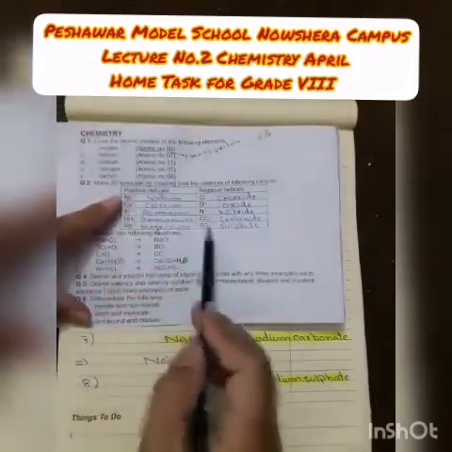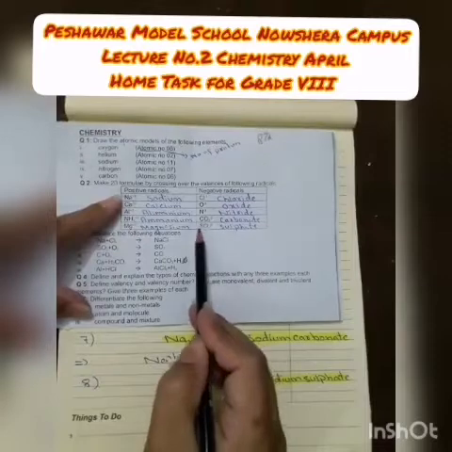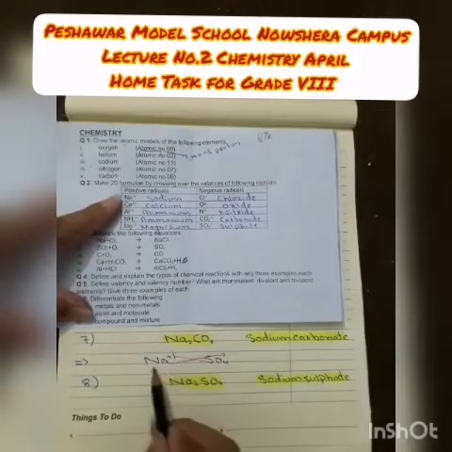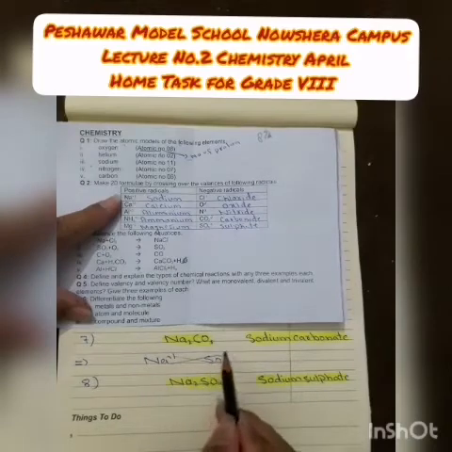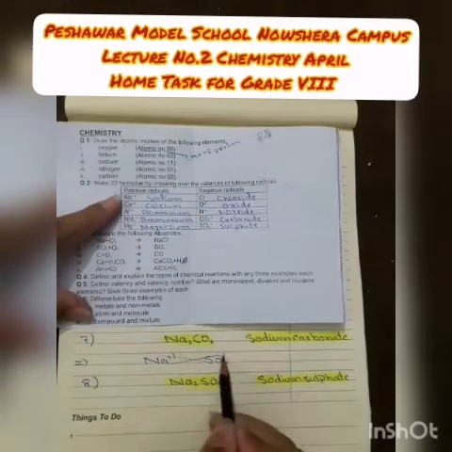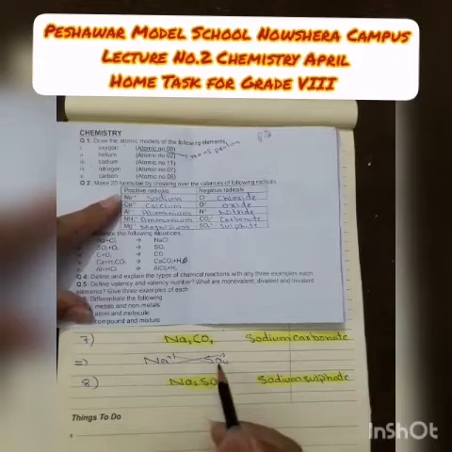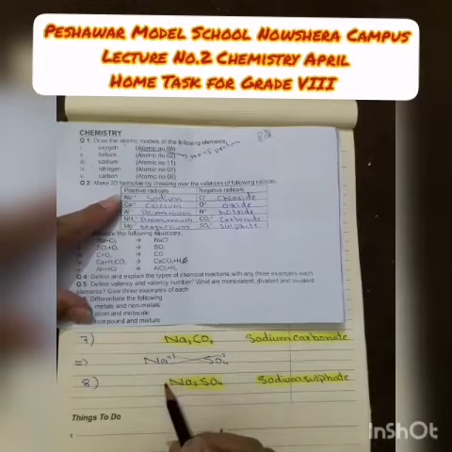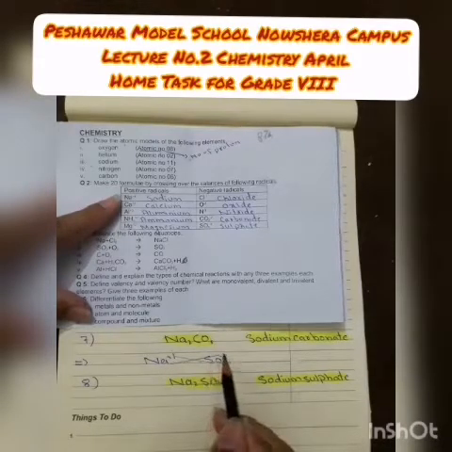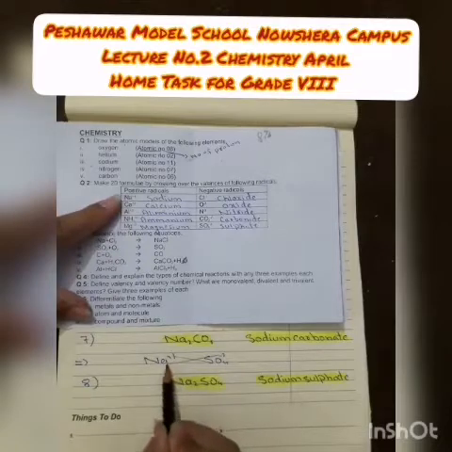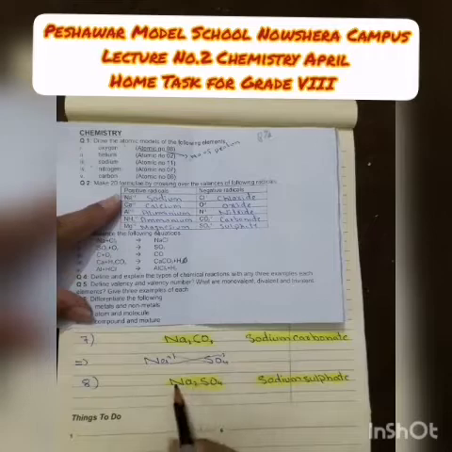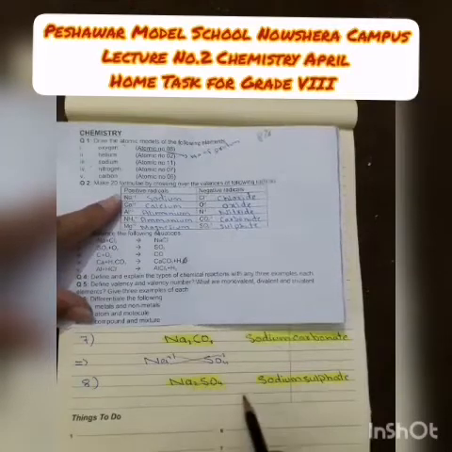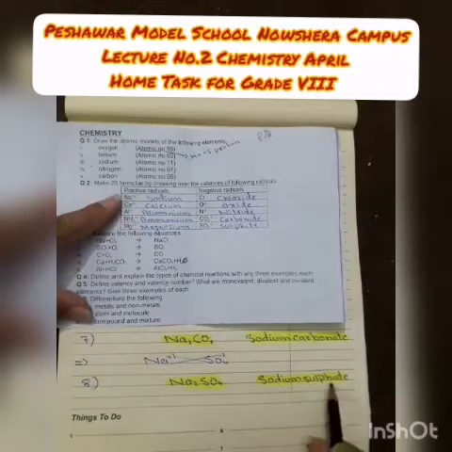Now sodium will form a compound with sulfate. The sodium symbol is Na plus 1, and sulfate is SO4 minus 2. Both have different valencies. When the elements have different valencies, we will do the crossover of the valencies. The sulfate valency is crossed toward the sodium and the sodium valency is crossed toward the sulfate, giving Na2SO4. This is the chemical formula of sodium sulfate.